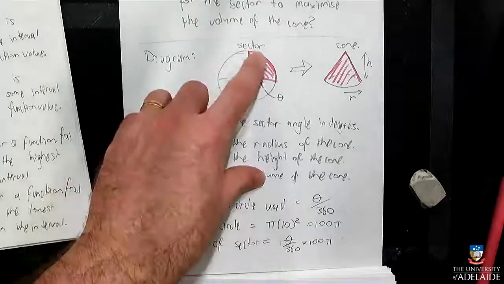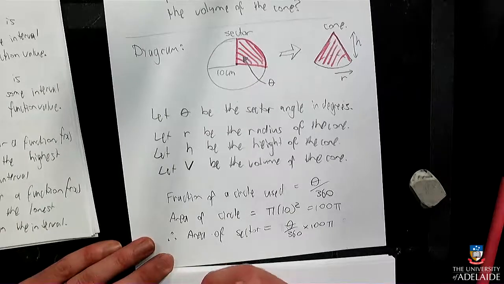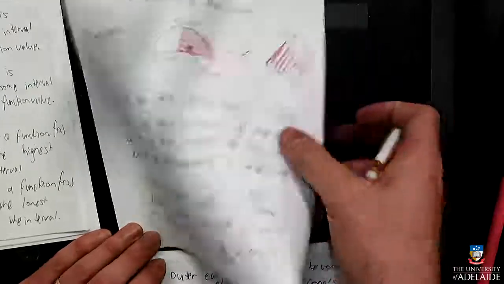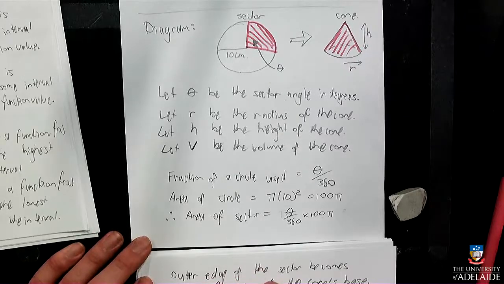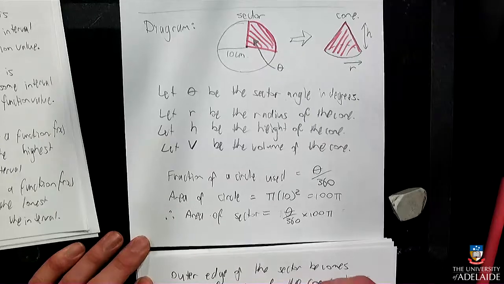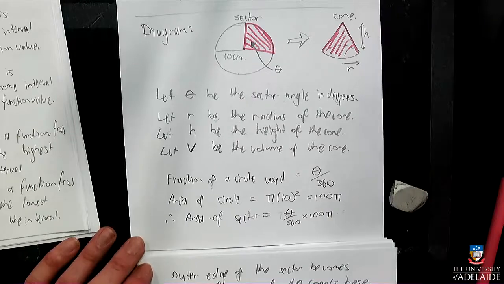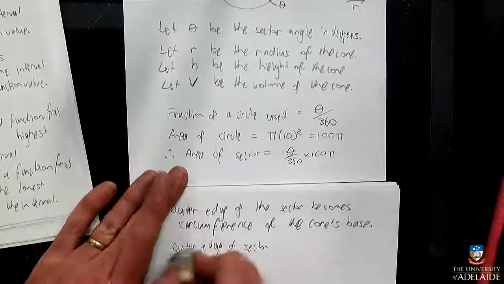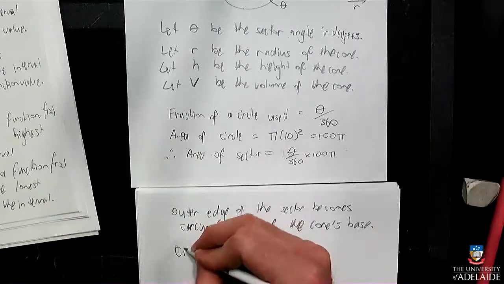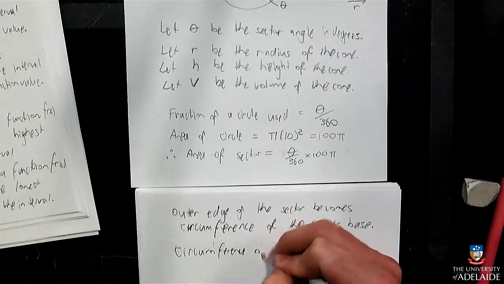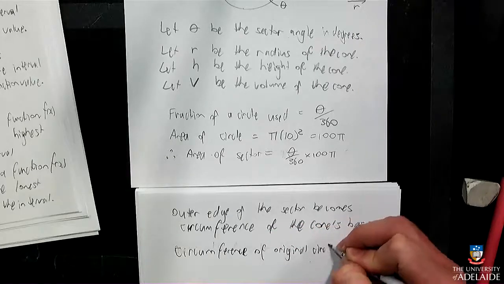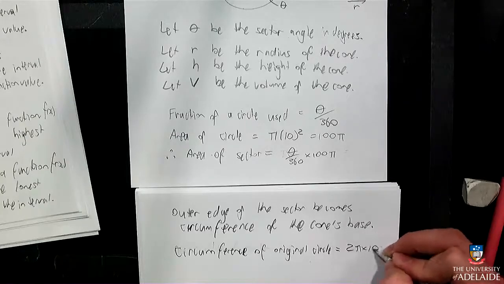Okay, but just a second. If this length here becomes this length here, so the outer edge of the sector becomes the circumference of the cone's base. Okay. So the outer edge of the sector would be theta on 360 times the circumference of the original circle. Okay, so I should actually say circumference of the original circle would be 2 times pi times the radius, which is 20 pi.